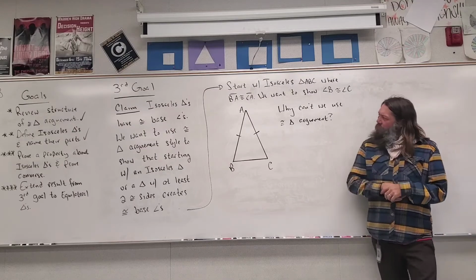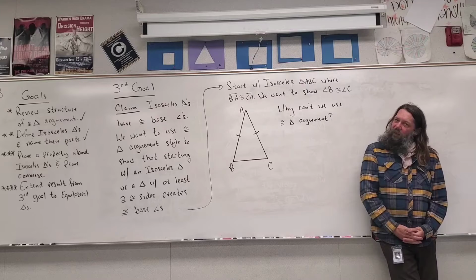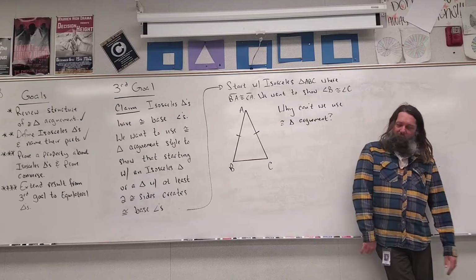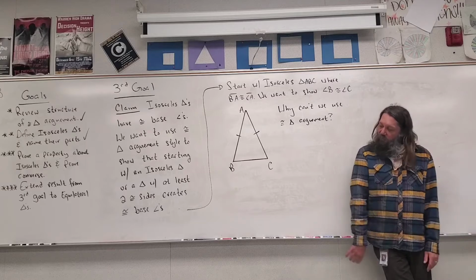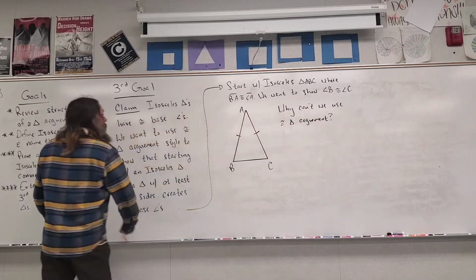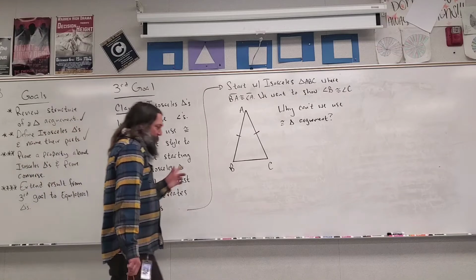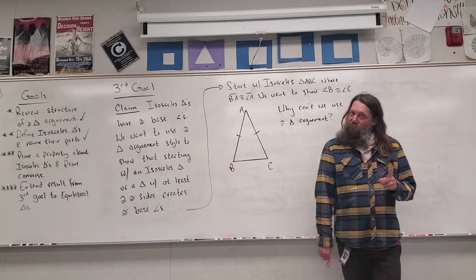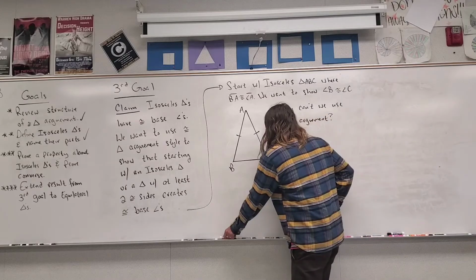Why can't we use the congruent triangle argument right now? So why don't you hit pause, see if we can figure that out. Just take a second, hit pause and see if we can figure it out. Hopefully you hit pause and figured out why we can't use a congruent triangle argument. Well, it's because there's only one triangle. We only have one triangle.